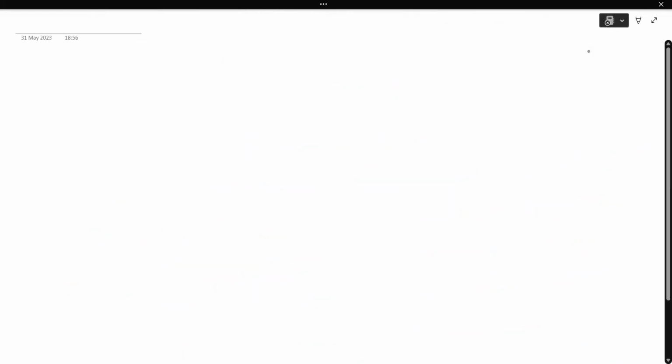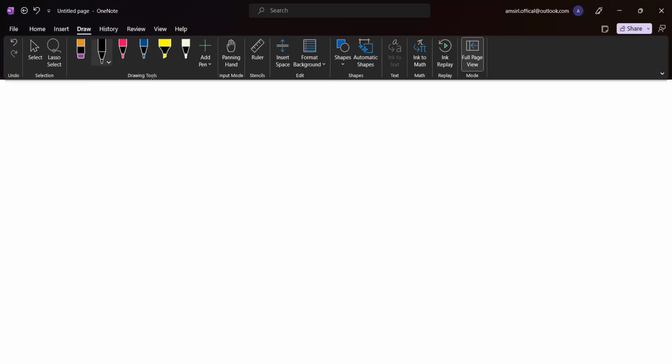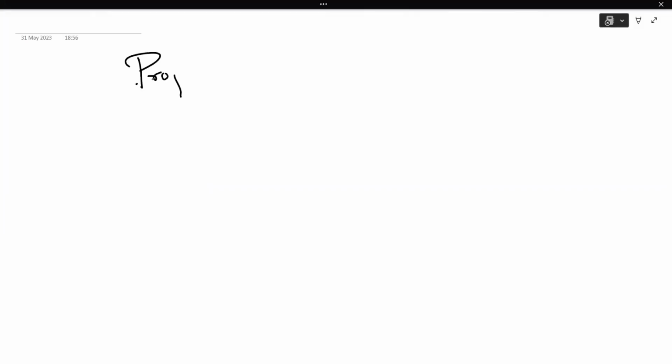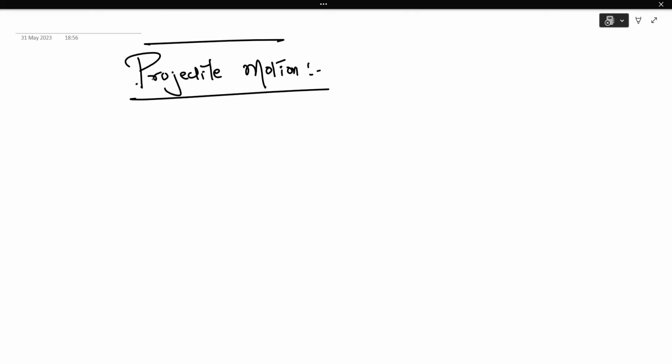So using this, now we are trying to explain something known as projectile motion. We want to express projectile motion. So first of all, we have to know what the meaning of a projectile is. Okay, what is the meaning of a projectile?